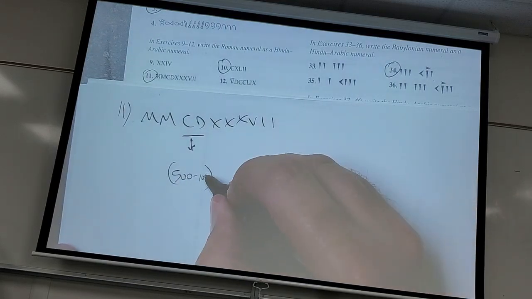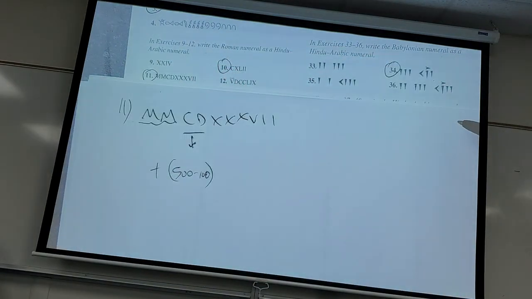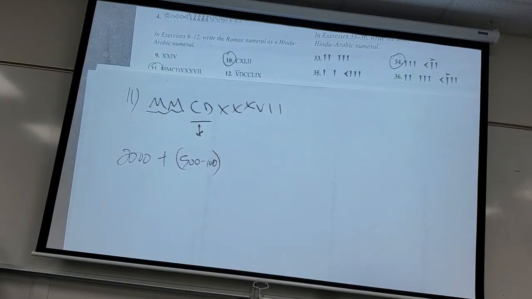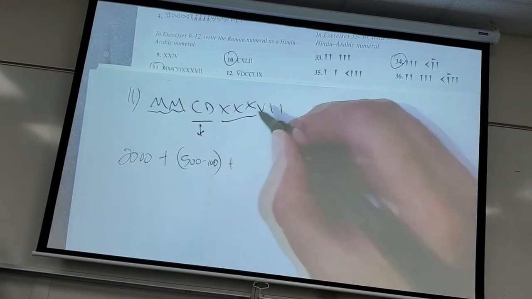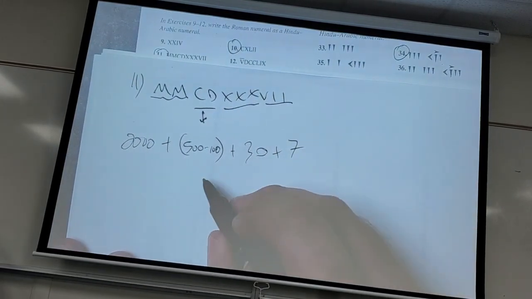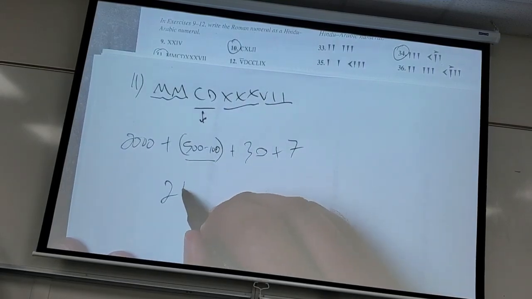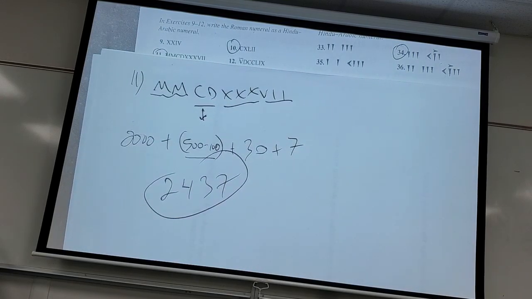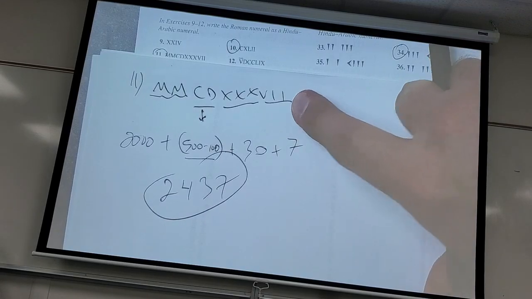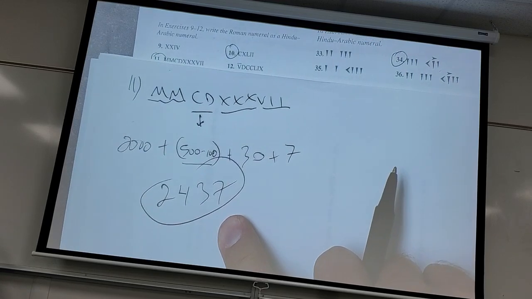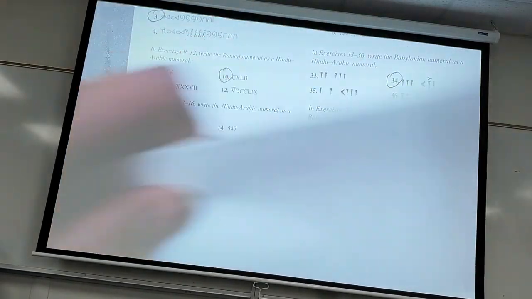So this would be what? Yeah, it'll be 500 minus 100. Is that cool? This will be 2,000, plus 30 plus 7. So it'll be 2,437. Bam. So if you were a well-educated Roman back in the day, if you saw that, you would know it meant this. Lock it. I'm sorry, what did you get for number 10 again? Was it 142? Yeah, 142. Okay, thank you.